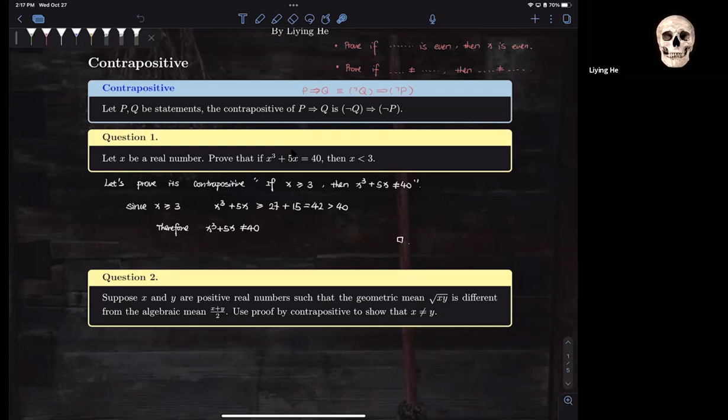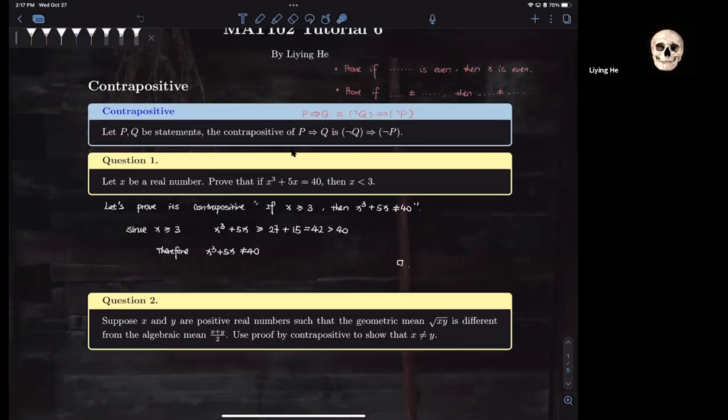This is used when proving this is too hard, and we realize that proving this is much easier. Since we know they are logically equivalent, which means if you prove this is true, that implies this is also true because they have the same truth value. And when do we use that? I have written it here already.